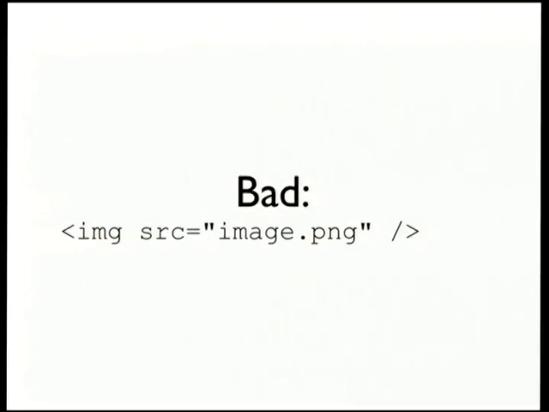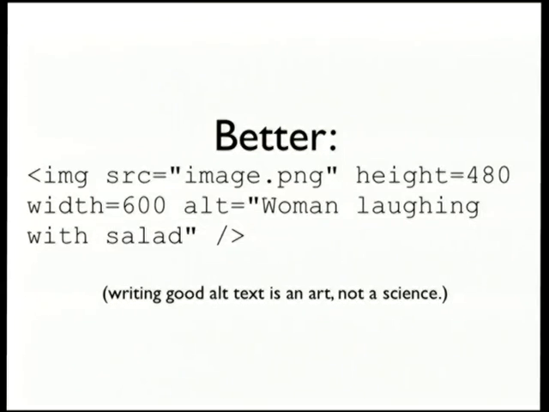So here's an example of how not to do it. You have your image src, image.png, and nothing else. Well, here's better. You have the image.png, you give it a height, you give it a width, and your alt tag is woman laughing with salad.